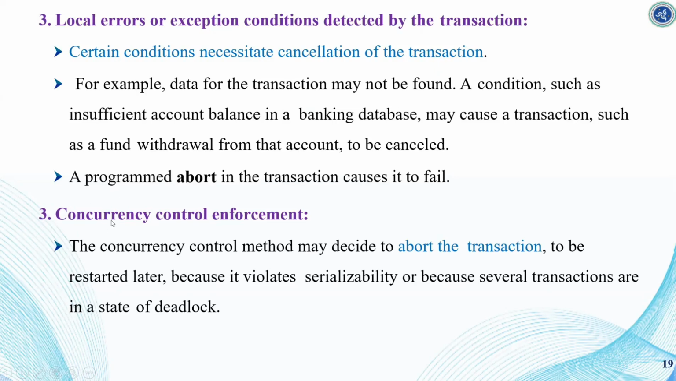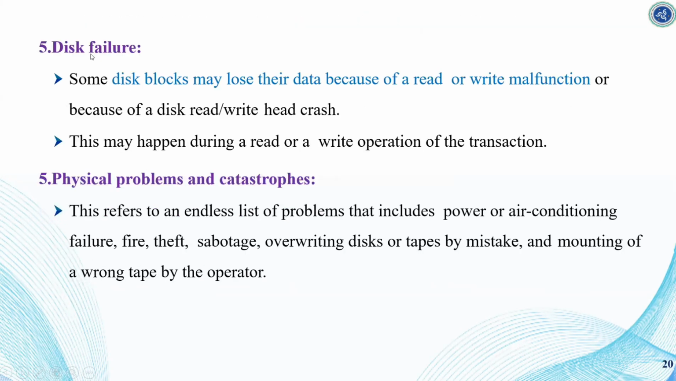Next one is concurrency control enforcement. That is, to enforce concurrency control, we can abort some of the transactions, or make the transactions fail-stop. After the problem is resolved, they will be restarted later. The next one is a disk failure, where some of the disk blocks lose their data because of read or write malfunction.